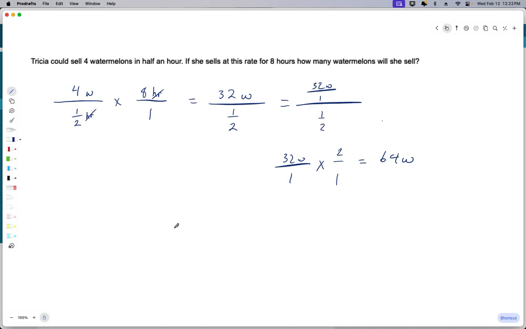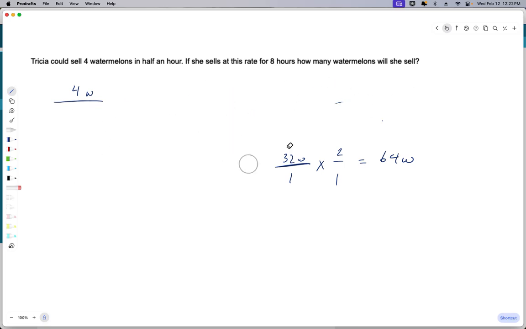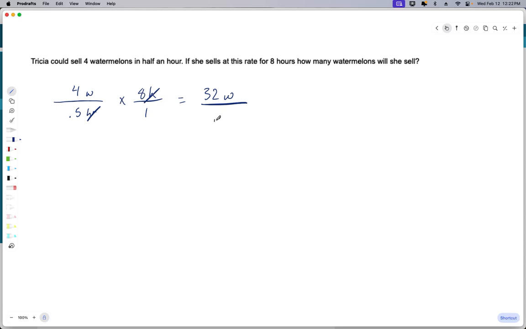64 watermelons. The other thing that you could have done to solve this problem, if you don't want to do a fraction, because sometimes fractions are hard and they mess with your head, 0.5 of an hour would have gotten you to the exact same place. 8 hours, 32 watermelons divided by 0.5 equals 64 watermelons. Same exact answer. Okay? That's all we're doing.